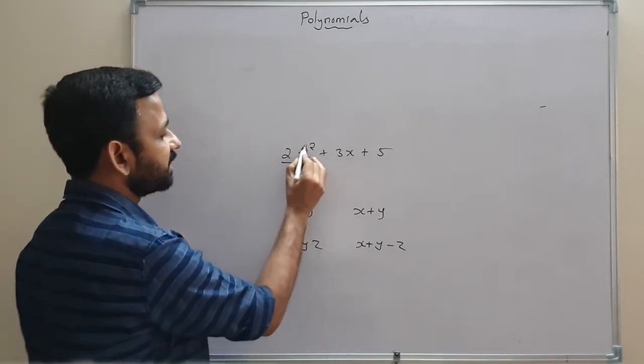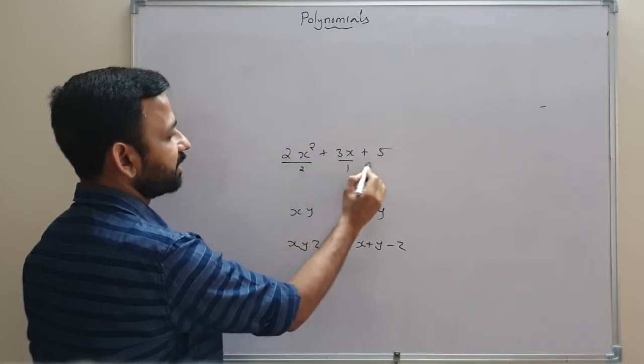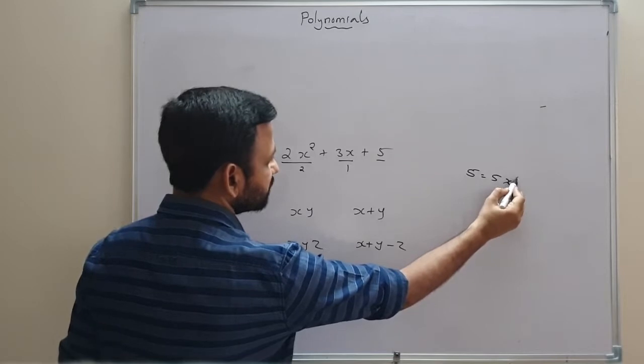Then when we find the degree of the term, here the power of the variable is 2, and here the degree is 1, and here no degree, 5 we can write as 5 into x raised to 0.